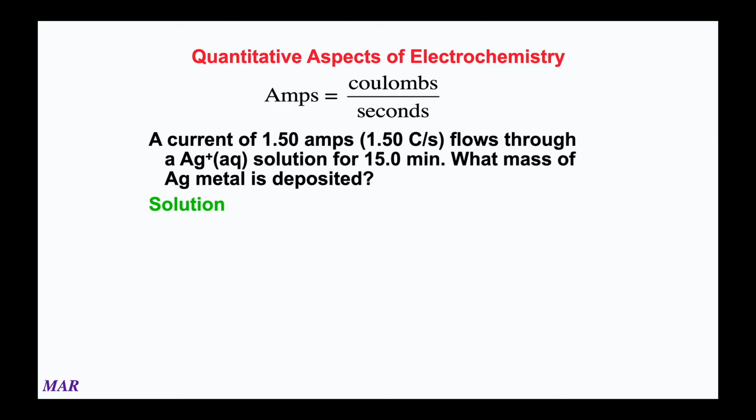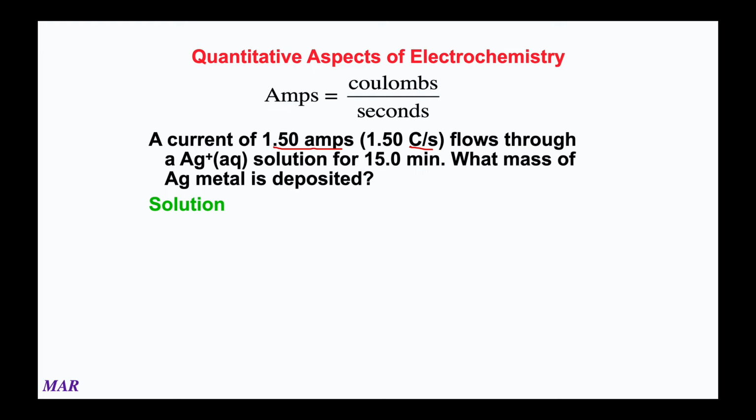In this problem, 1.50 amps, and notice what I did. I right away wrote 1.50 coulombs per second. 1.50 coulombs per second are flowing through a silver plus solution for 15 minutes. And the question is, how much silver metal is going to be deposited?